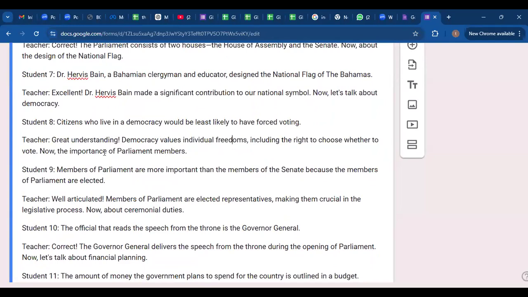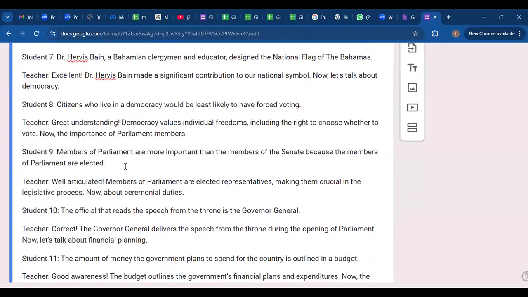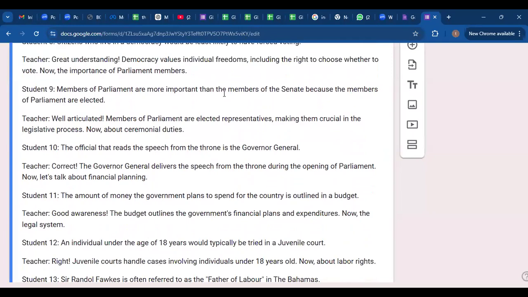Now, the importance of Parliament's members. Members of Parliament are more important than the members of the Senate because the members of Parliament are elected. Well articulated. Members of Parliament are elected representatives, making them crucial in the legislative process.